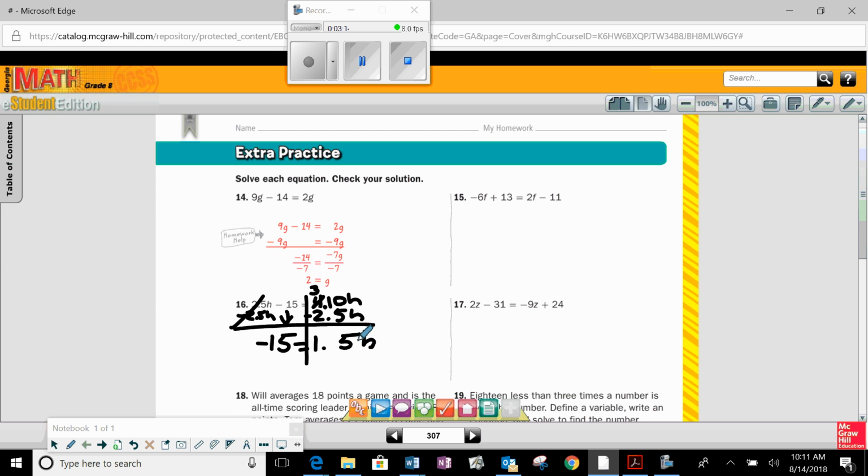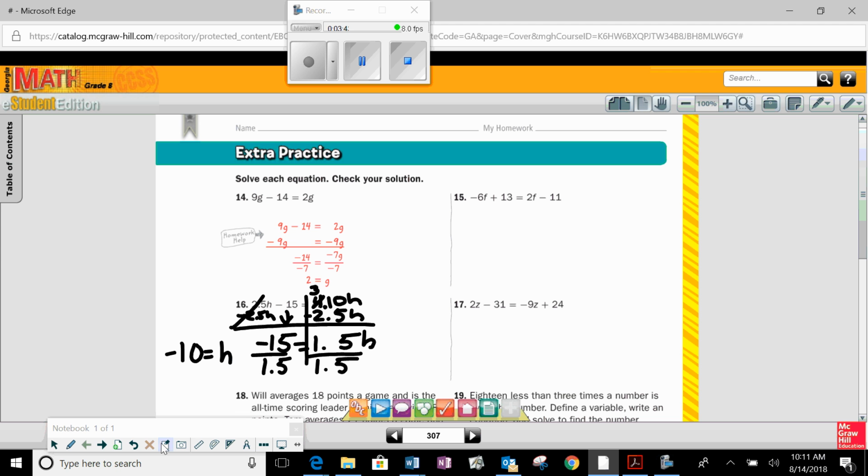Again, my goal is to get h by itself. This is multiplying 1.5 times h, so I'm going to divide, do the inverse operation. Properties of equality tell me to do the same to the other side. Whatever you do to one side, you have to do the other. So we are dividing negative 15 divided by 1.5, which gives us negative 10 equals h.